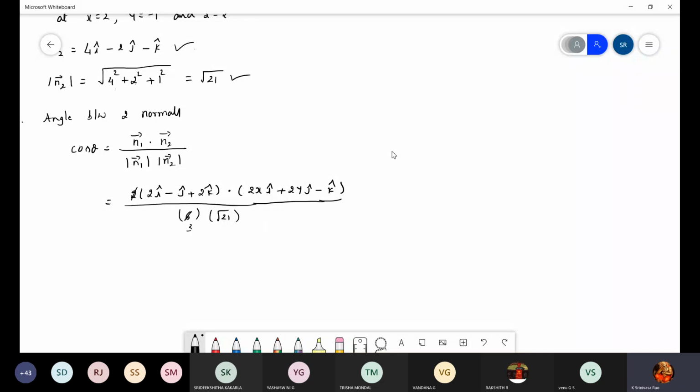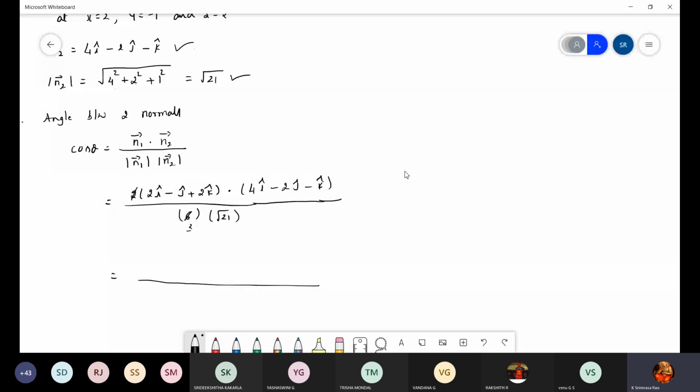One minute, the second vector is wrong. You have to substitute the point, so this should be 4i minus 2j minus k. Now multiply. 2 4s are 8. Minus into minus is plus, 1 into 2 is 2. Plus into minus is minus, 2 into 1 is minus 2. Divided by 3 root 21.